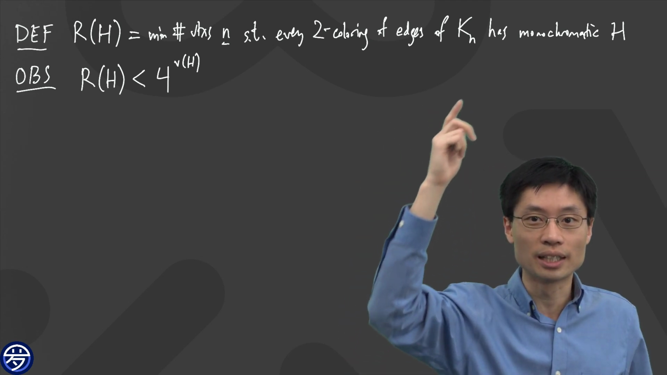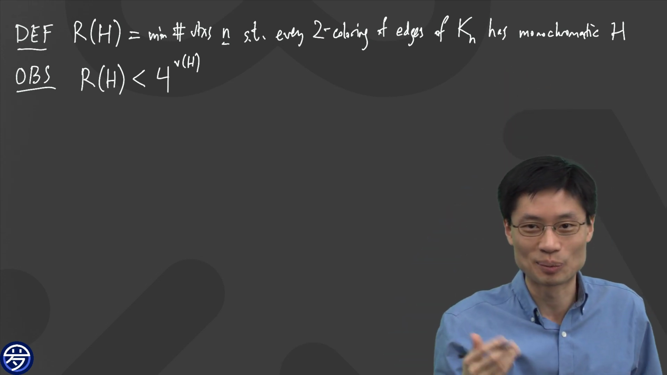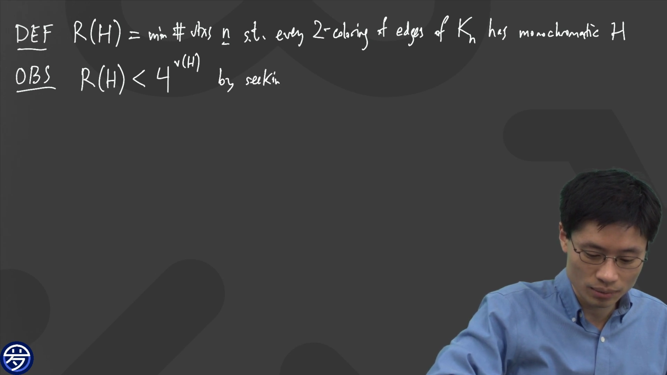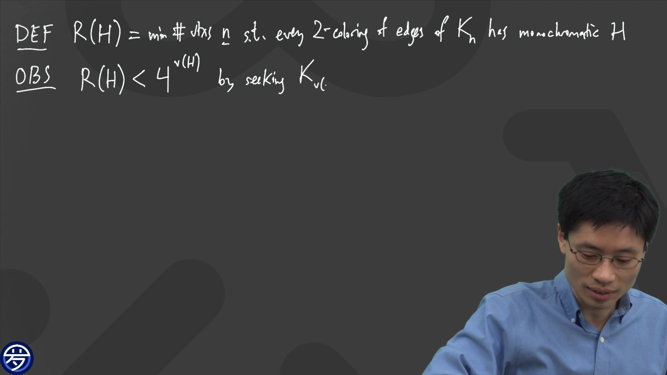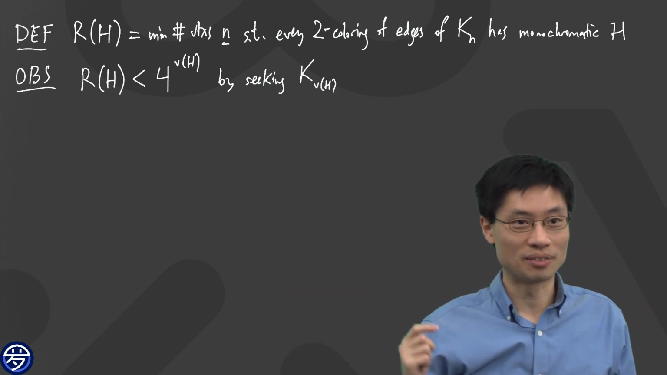If you were wondering, this does not have to be an induced monochromatic H. In fact, otherwise this would be not a very useful concept. So this is by seeking a complete graph with vertices of H, vertices. Now that's exponential in the number of vertices of H.